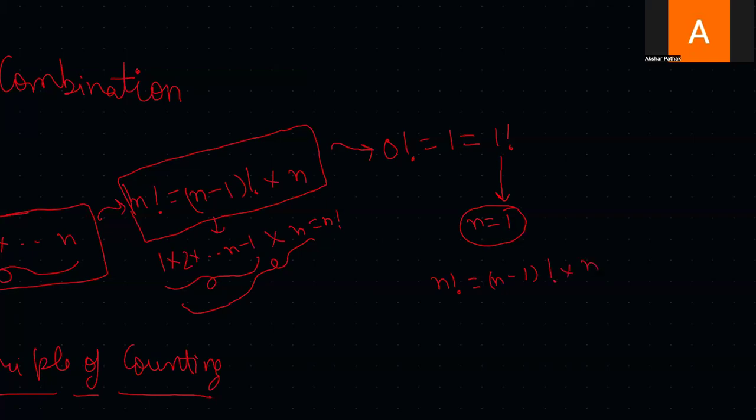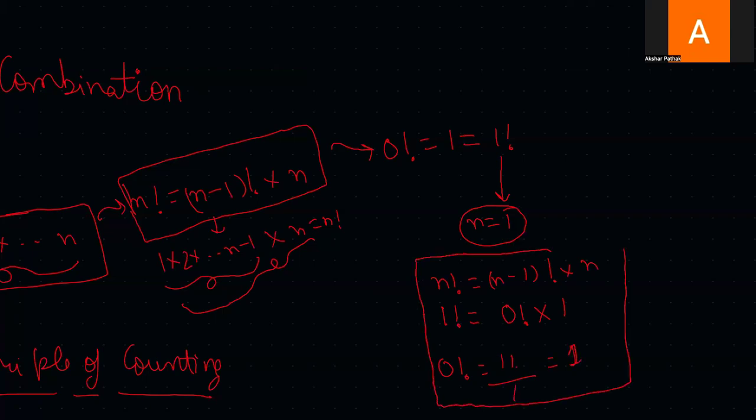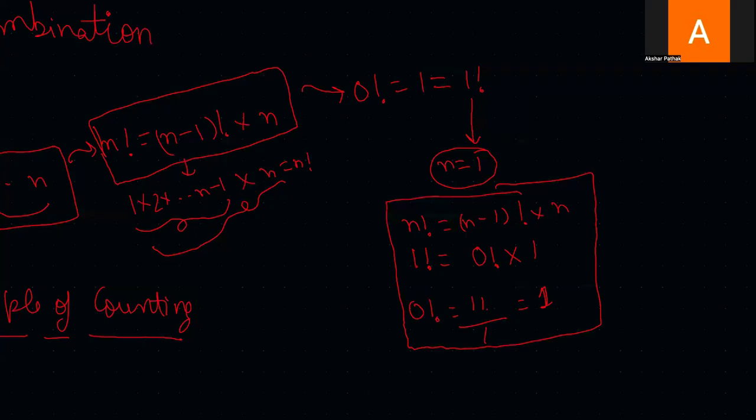So in this case, our n is equal to 1. So 1 factorial is equal to 0 factorial into 1. So what is 0 factorial? 1 factorial divided by 1, it is 1. So this is the mathematical proof of 0 factorial. So what was the point of explaining this concept about 0 factorial being 1? Nothing. I just wanted you to know.